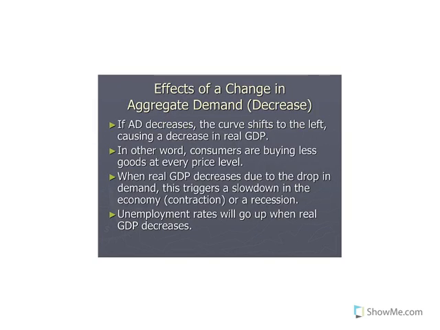Now, what's going to happen if there's a decrease in aggregate demand? In other words, let's say, for example, that consumers start buying less goods and services at every price level. Well, then in that case, the aggregate demand curve would be shifting to the left. In other words, that would actually cause real GDP to fall. If real GDP is falling, that's the same thing as saying the economy could be going into a recession.